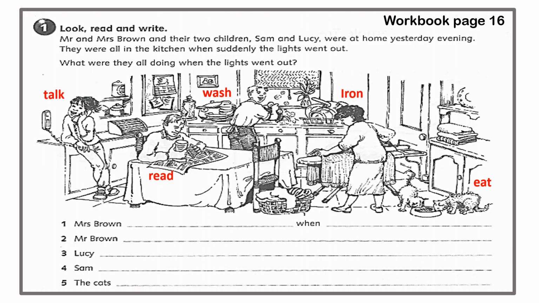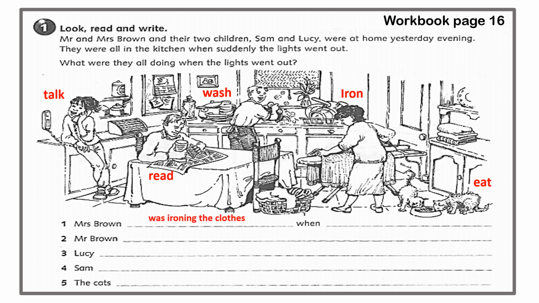Let's look at the picture. This is the Brown family, and they were home yesterday evening. Let us find out what they were all doing when the lights went out. Let us make sentences using past continuous form. Let's start with number 1.